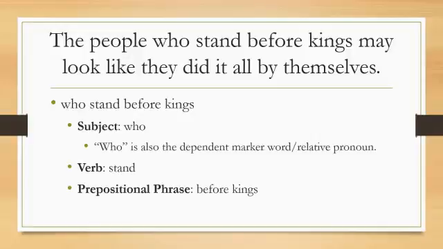Now, our first dependent clause, who stand before kings. Who is our subject, and it is also the dependent marker word or the relative pronoun, however you want to think about it. But who is one of these words that when you see it, a little red flag should pop up in your head, indicating to you that we probably have a dependent clause. Okay? So who is our subject and our marker word or relative pronoun? The verb here is stand, and once again we have a prepositional phrase. It's pretty tough to find an English language sentence without a prepositional phrase. So who stand before kings? Not too terribly difficult there.